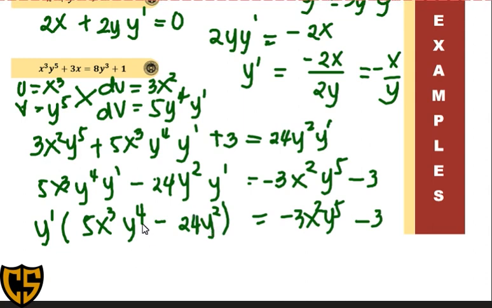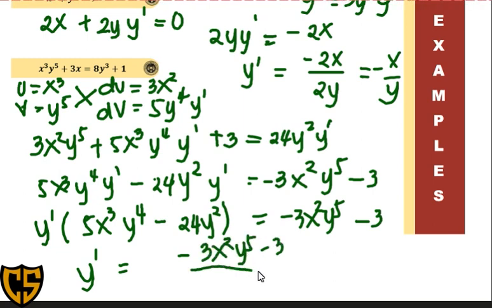So we will have y prime, divide. We will have negative 3x squared y to the fifth minus 3 all over 5x cubed y to the fourth minus 24y squared. So this is now our final answer.